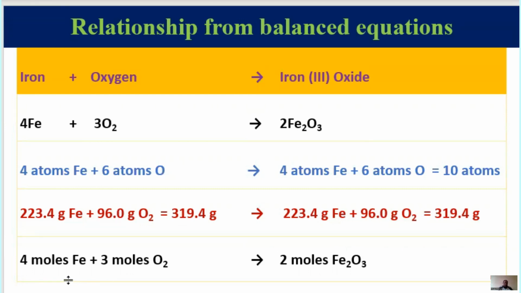The number of moles of iron is 4 moles reacted with 3 moles of oxygen to produce 2 moles of iron(III) oxide. Okay, a balanced chemical equation gives us information about the number of moles of the reactants and products, the mass of the reactants and products, and also the number of molecules and volume of the reactants and products as well.